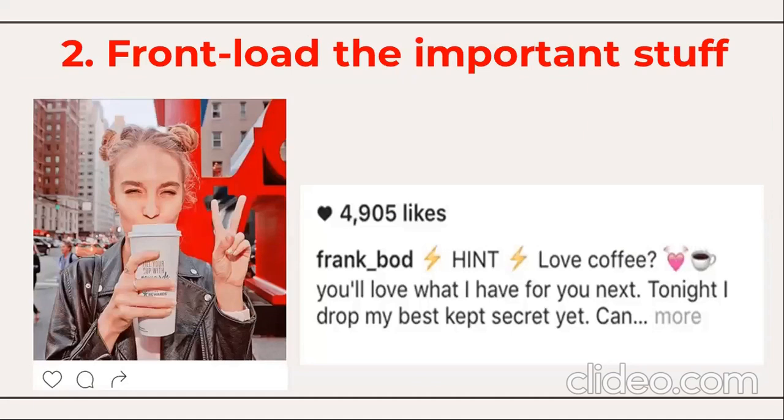Second, front load the important stuff. What's the meaning of front load? Means to say in the very beginning, in the first 2-3 lines, the expressions and content you mention should catch the audience's attention, the reader's attention. Anyway, Instagram allows 2200 characters. That does not mean that you should keep your captions very, very short so the users can see 100% of it without clicking on more. Instead, front load your caption with the most important content.